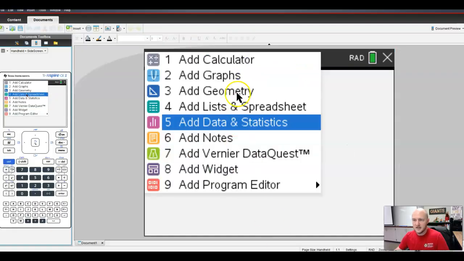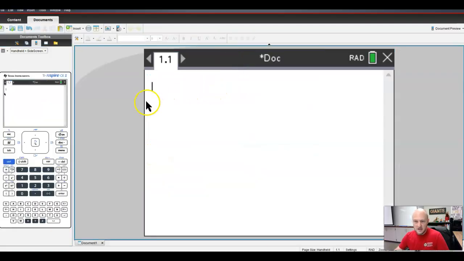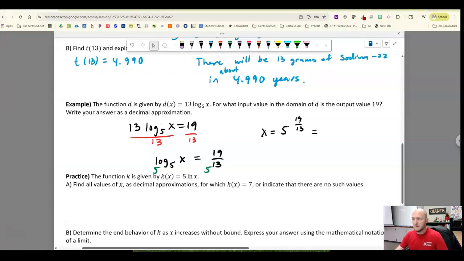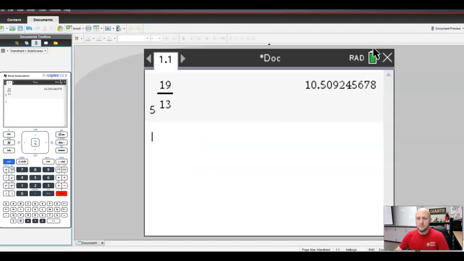Let's go to TI Inspire. I'm going to add a calculator, and we're just doing 5 to the power of 19 divided by 13. And let's see what this is. 10.509. Okay, there you go. Pretty easy. But what if I wanted to go ahead and graph it to solve this? Okay, we can do that too.